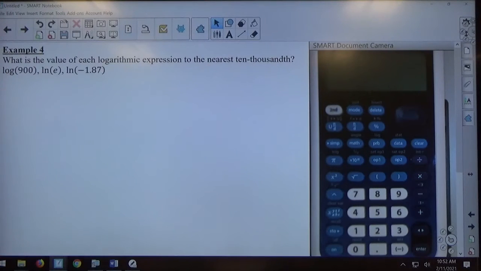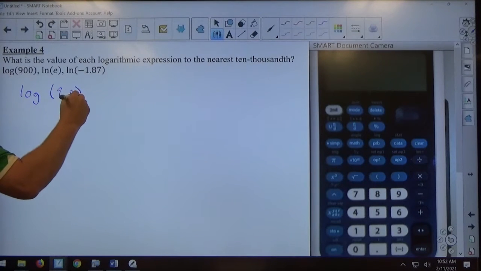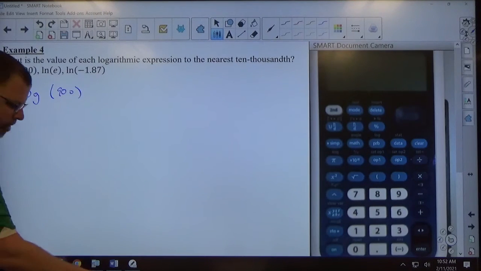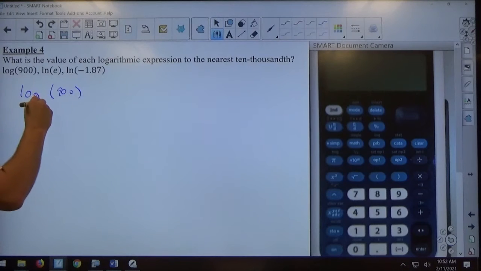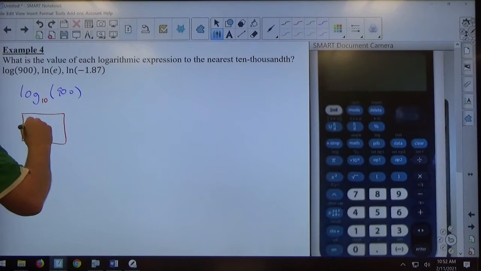So for example 4, we're going to use our calculator to evaluate some logarithms, and log of 900 is the first one. And one thing I forgot to mention until after you guys started the assignment, all of a sudden everybody's like, what does log without a base mean? So log of 900, the problem they're giving us, there's no number written there, it's base 10. On your calculator, you're looking for log.